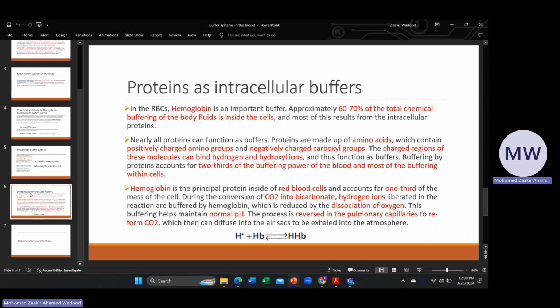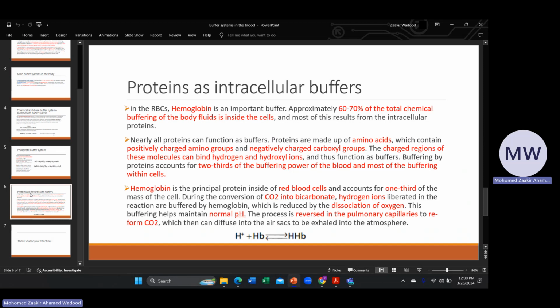During the whole process of the formation of carbonic acid from carbon dioxide and water, and its subsequent dissociation into bicarbonate and protons, the protons that are liberated in the reaction are buffered by the hemoglobin, which is then reduced by the dissociation of oxygen. This helps to maintain the pH within normal ranges, as illustrated by this reaction right down here.